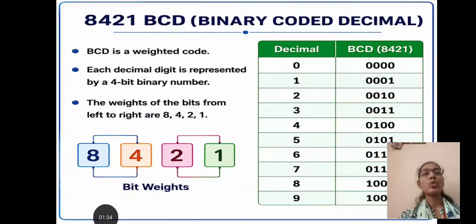Next, 8421 BCD. BCD is known as binary coded decimal. So in short we call it BCD, and the full name is binary coded decimal. BCD is a weighted code. It is a binary decimal code in which each decimal digit is represented by 4 bits. The weights of the 4 bits are 8, 4, 2 and 1. For example, take the decimal 5. It is represented as 0101. Why? Because 4 plus 1 is equal to 5. So this is the basic concept and an easy example of binary coded decimal.